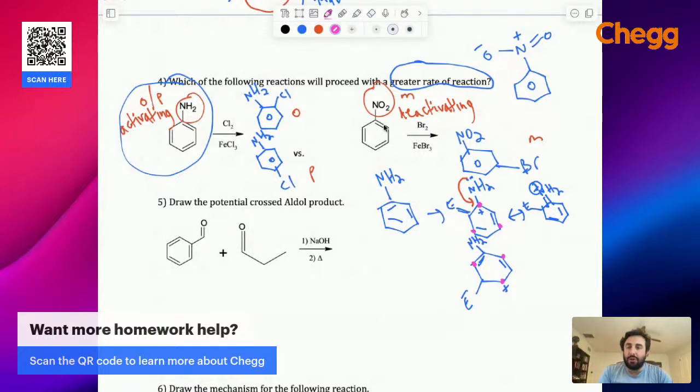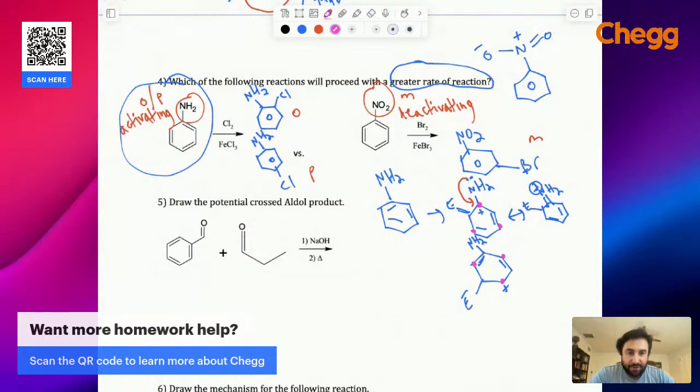So the rates of reaction here: the activating group would be the fastest. Unsubstituted benzene would be next. Then nitrobenzene is the slowest because it's even worse. The presence of the NO2 group makes the intermediate even higher energy.